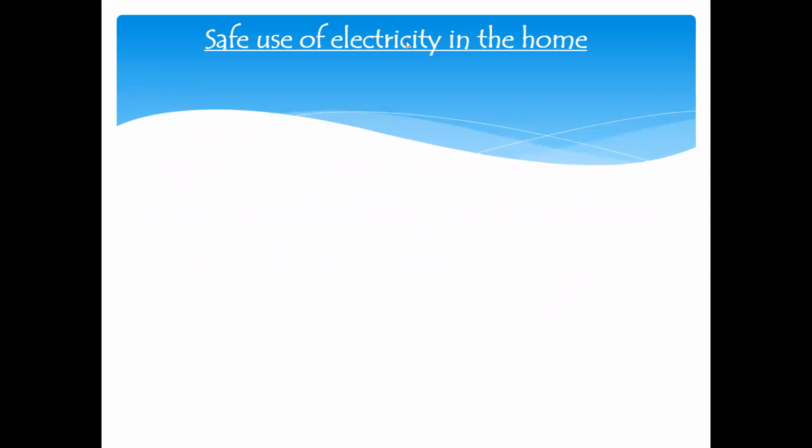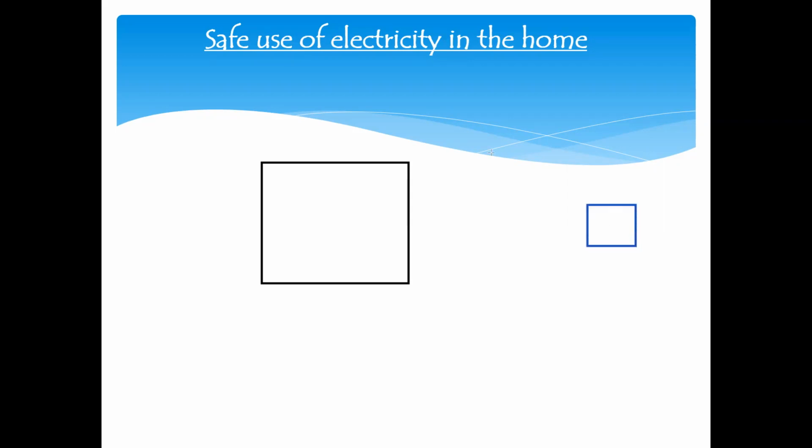For example, when you are using any appliance, let's say you are using a television. This is the main socket, and on the main socket you have two wires. One is a live, another one is a neutral. Now what you do, you plug the television into the socket.